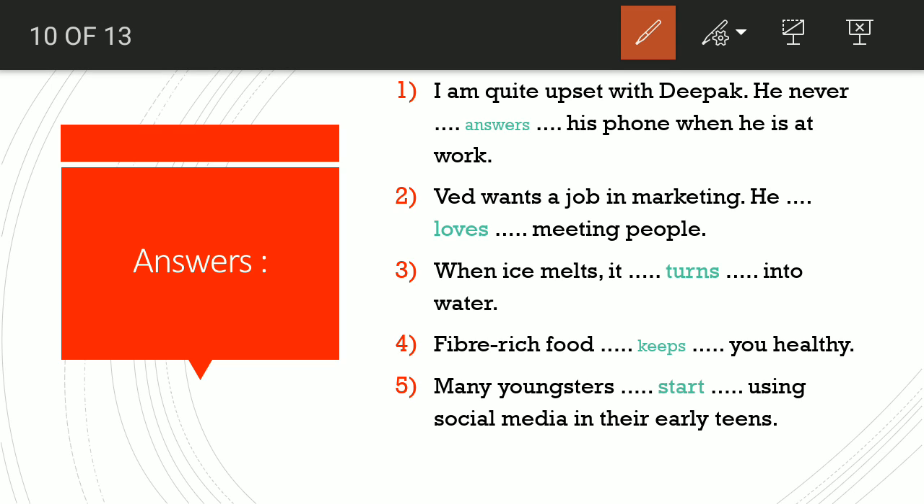Ved wants a job in marketing. He loves meeting people. Here we are talking about Ved, which is a singular subject. Again we are talking about Ved. The pronoun he बन जाता है and then we use an s at the end of the verb.